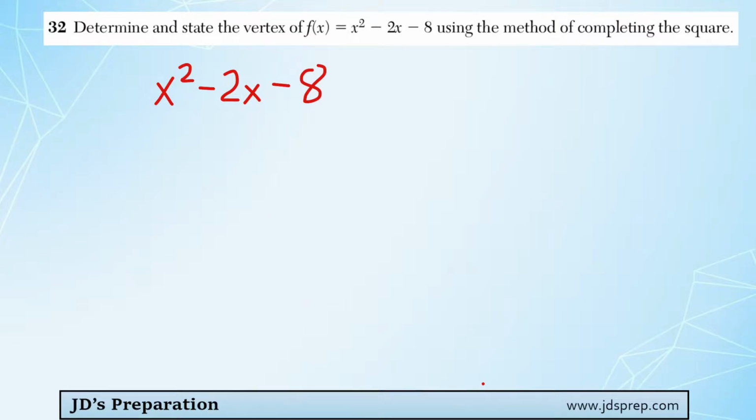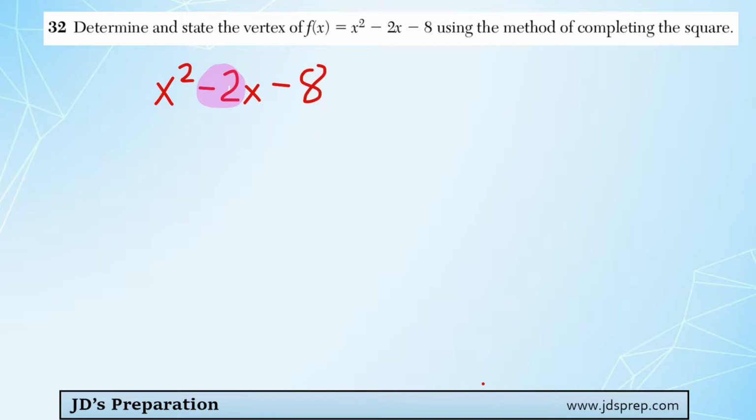In this question, we're going to be using the completing the square method to basically rewrite this function into vertex form, and therefore it will be very easy to state the vertex of this function. So the method is to look at our b value, which is the coefficient in front of our x, which in this case is -2.